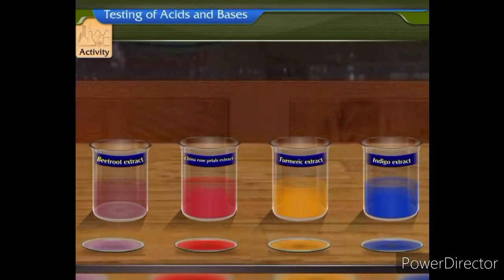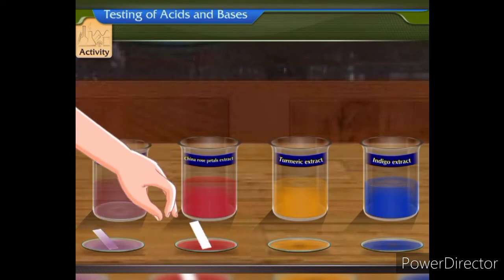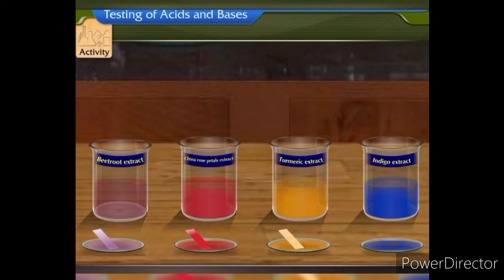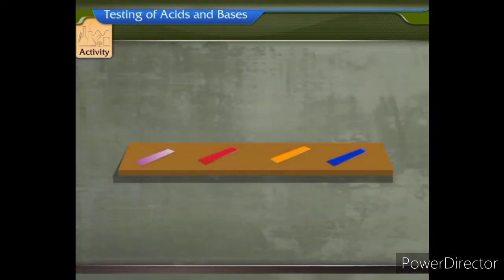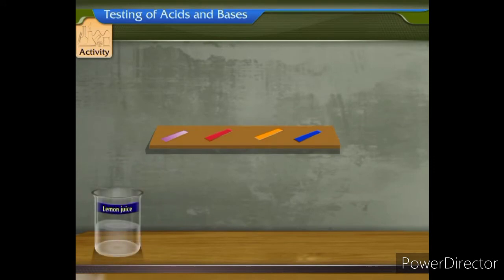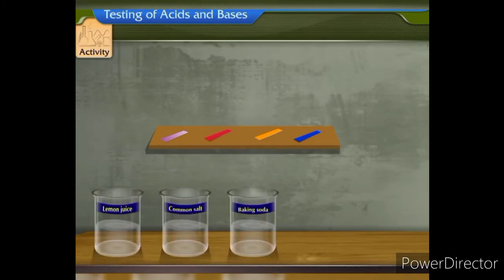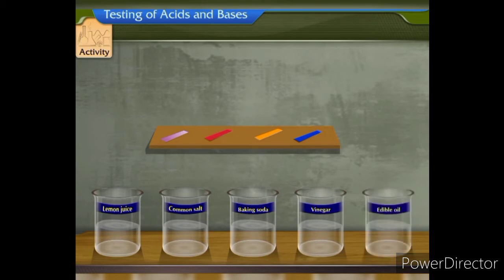Keep the extracts in 4 watch glasses. Dip small strips of filter paper in these extracts for some time. Now, remove them and dry them thoroughly. Using these natural indicator strips, we shall now test solutions of lemon juice, common salt, baking soda, vinegar and edible oil. Dip a strip of each natural indicator in the different test solutions. Note the color change and tabulate the results.